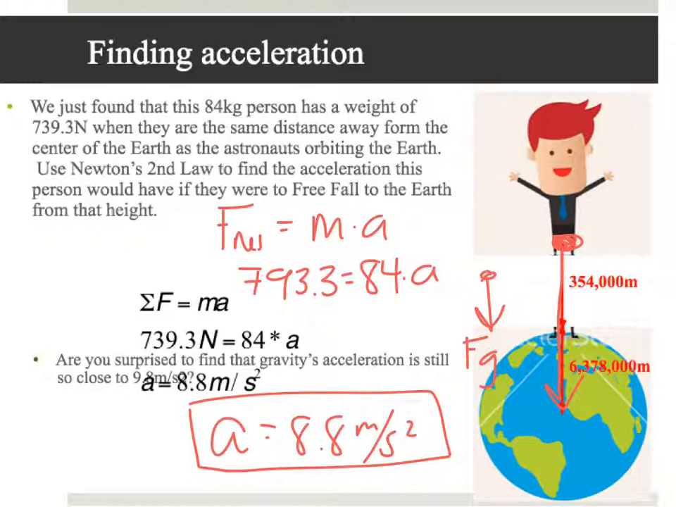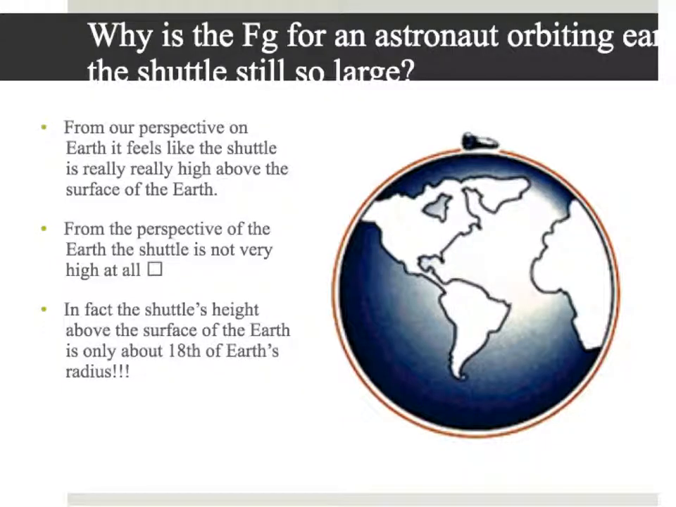So we still haven't answered the question of why astronauts are weightless, but we do know they still have gravity, they have weight when they're out there, and if they were dropped, they would definitely accelerate down at a pretty high rate. So why is the weight for an astronaut orbiting Earth in a shuttle still so large? Why is that number still pretty large?